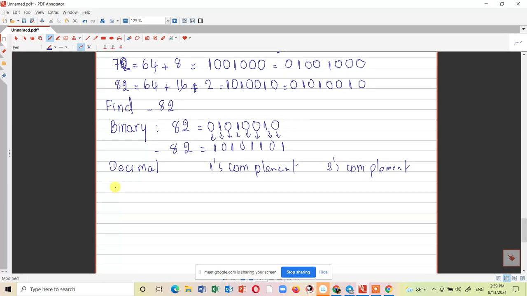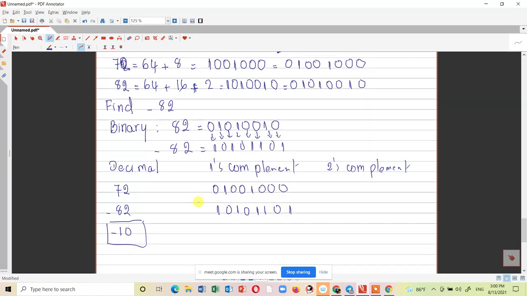Two's complement. In decimal, it is 72 minus 82, so it is equal to minus 10. For the binary, like in one's complement, we write the number 72 as 0 1 0 0 1 0 0 0. This is 72. And minus 82 is 1 0 1 0 1 1 0 1.